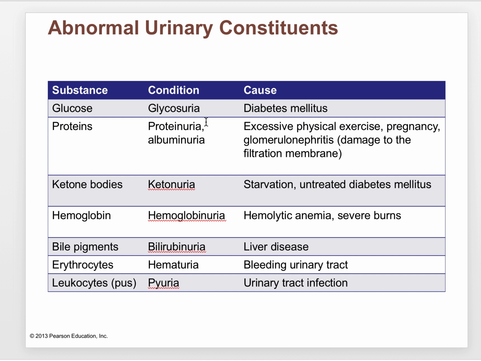Urine can also have protein. That's referred to as proteinuria or albuminuria. Remember, albumin is the major plasma protein. Albuminuria is excessive albumin in the urine. This could be a result of excessive physical exercise, pregnancy, or glomerulonephritis, which is an injury to the filtration mechanism of the kidneys. In starvation or untreated diabetes mellitus, you have ketone bodies in abundance in the bloodstream, and they get filtered out by the kidneys, and it causes ketonuria.